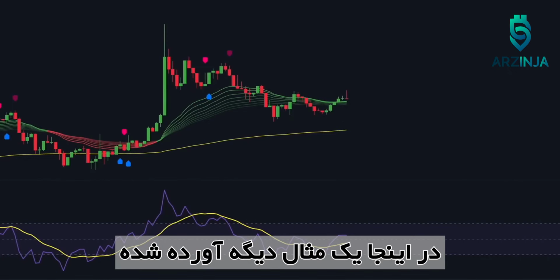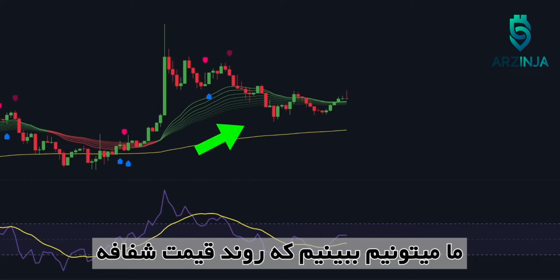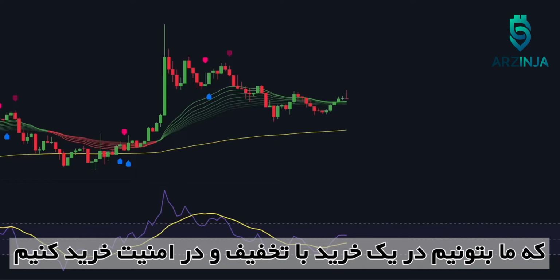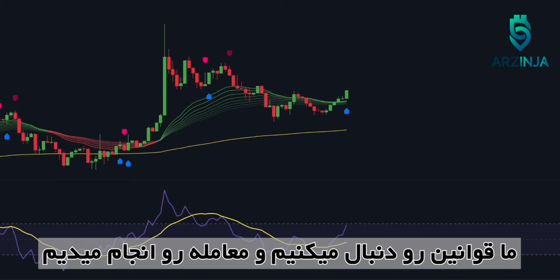Here's one more example just so you fully understand the strategy. We can see that the price is in a clear uptrend. The RSI became oversold, which signals that we can purchase the security at a discounted price. Then the machine learning printed a buy label. We follow the rules and execute the trade.